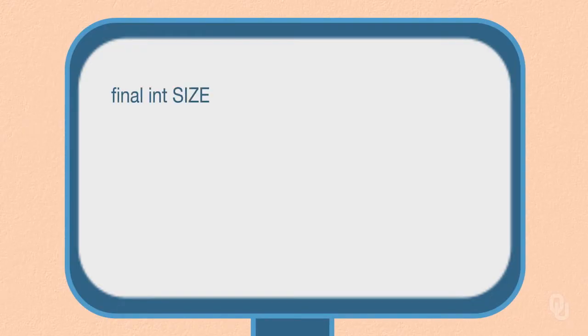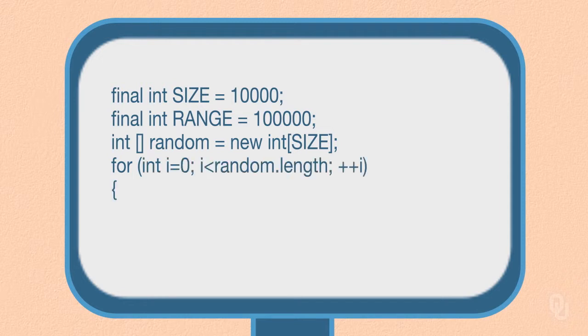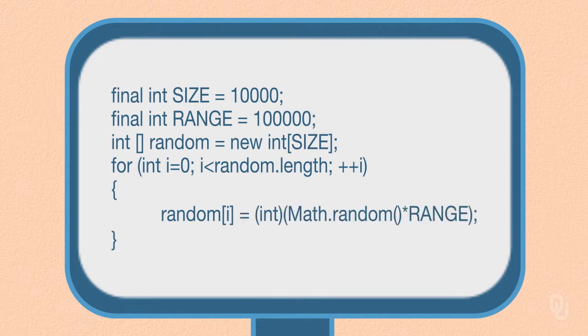Final int size is 10,000, final int range is 100,000, int square brackets random equals new int of size. For int i is 0, i less than random length, plus plus i, random of i equals int Math.random times range. The loop looks great. It uses the Java idiom where you start the index at 0 and stop with less than the array length, and that usually works. And if you run the program, everything will look just fine. The data will be random enough, the array will be full but not overflow, but everything is not fine here.